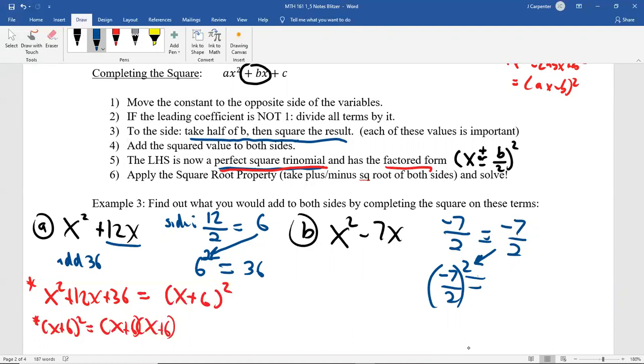How do we square fractions? Square the top and bottom independently. Negative 7 times negative 7 is positive 49. 2 times 2 is 4. So what would we do to make a perfect square trinomial with that? We would add 49 fourths. And here's where things get interesting. What I'm saying is that you would make this x squared minus 7x plus 49 over 4.